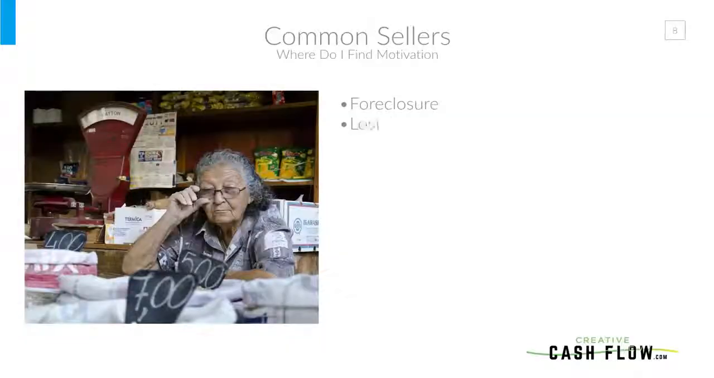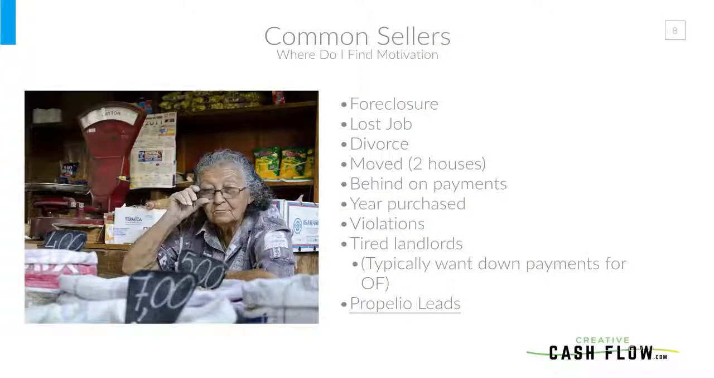Who are your common sellers? That's always a really common question. Well, the short answer is it's the same people that you're buying houses from with every other strategy. The longer answer is you've got foreclosure leads. I mean, again, that's shooting fish in a barrel. People who have lost their job, they need to sell their house. They don't have an income source anymore to cover these payments.